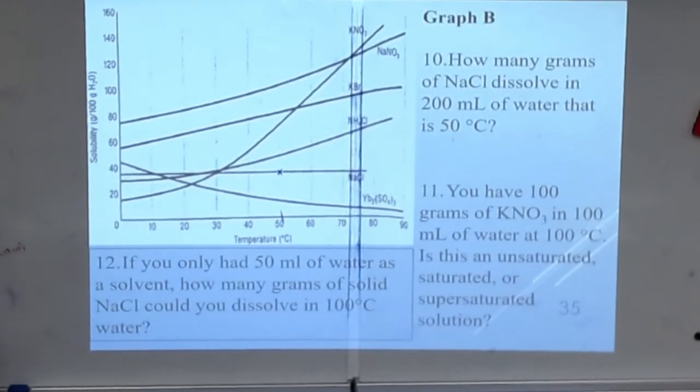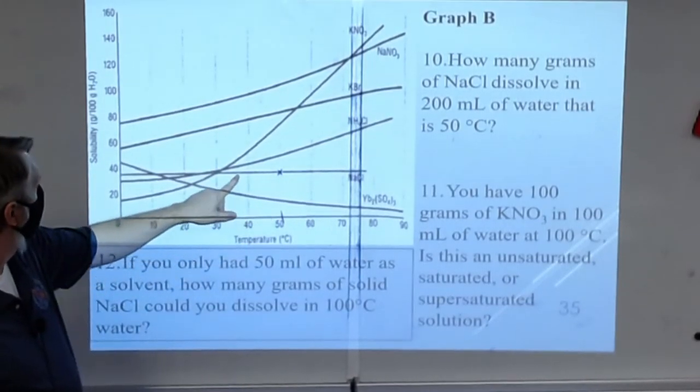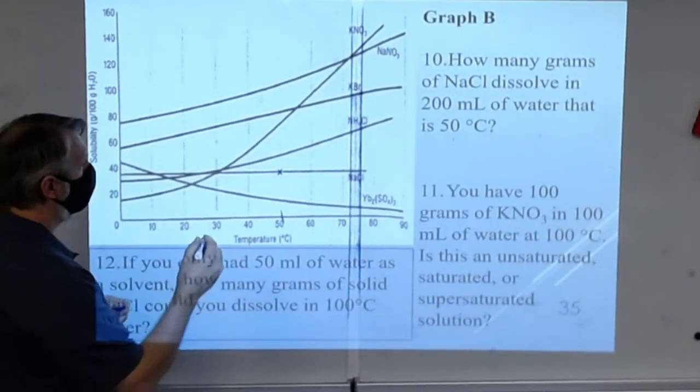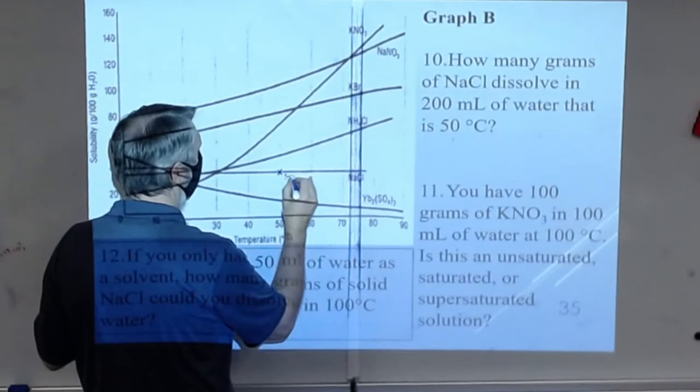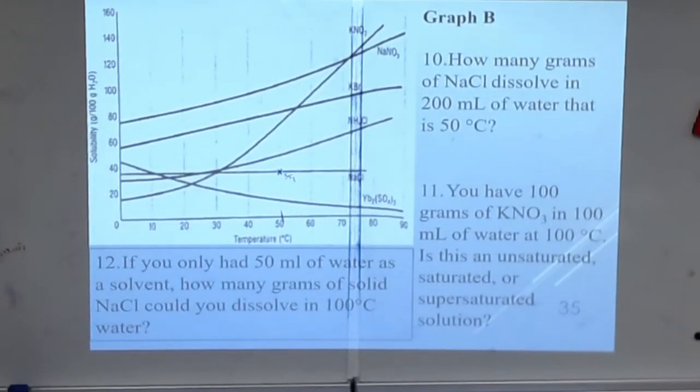Okay. And if we say that's, I don't know, what do y'all think that is? What's this one at? So this is sodium chloride at 50 degrees. So we'll call it 35. So if I say this is 35, how much will dissolve if I have 200 grams of water? 70. Y'all get this.